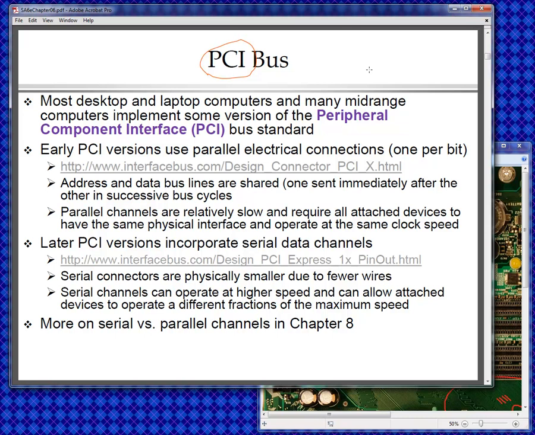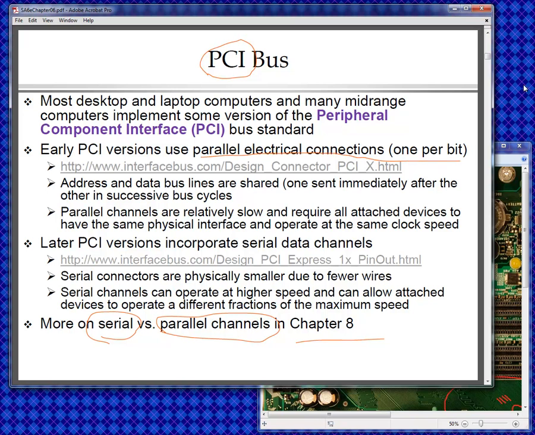In common use, it was probably under development before that, and it's been through quite a few variations and changes over time. One big break from old to new is something that we'll cover more in Chapter 8, and it's the issue of parallel channels versus serial channels. In a parallel channel, we have one electrical connection per bit. One electrical connection per bit.